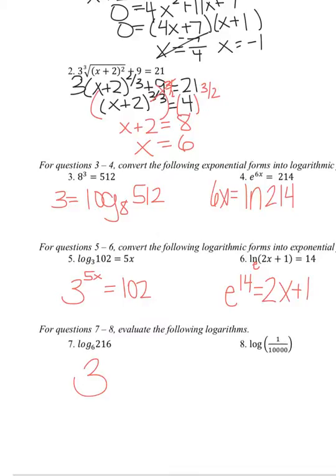Okay. Number 8, there's no base here, but it's a common log. It has a base of 10. So this is saying 10 to what power is 1 over 10,000. So first of all, because it's 1 over 10,000, it's going to be a negative answer. Okay? And then 10 to what power can give me 10,000? That gives me 4. So if you type that into your calculator, you end up getting negative 4.